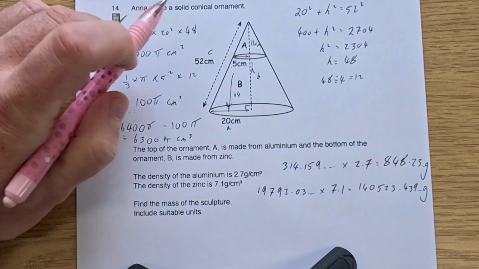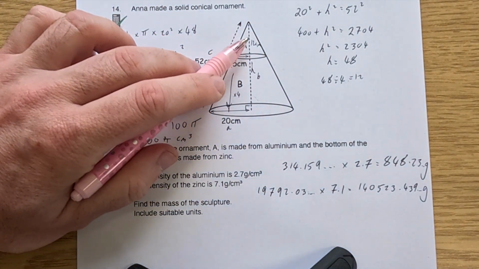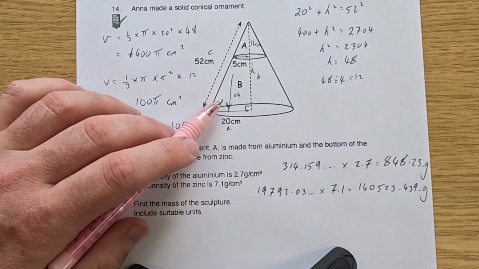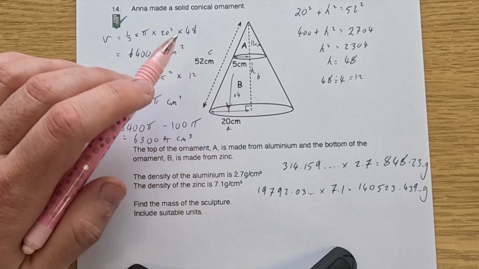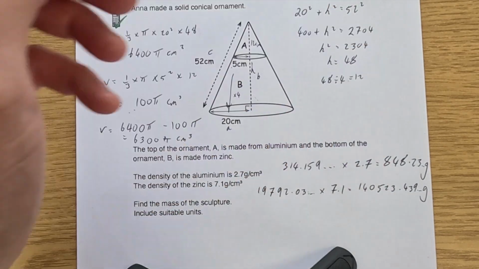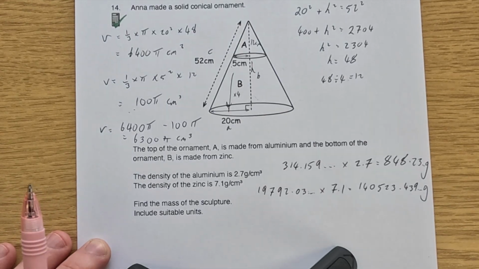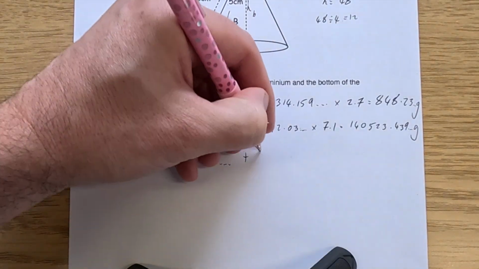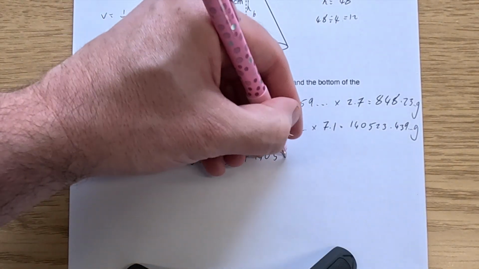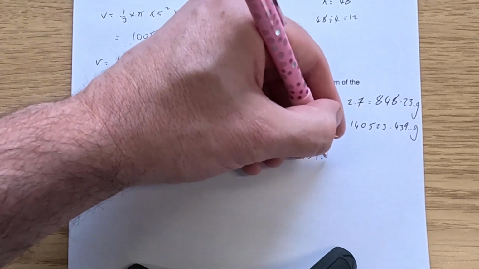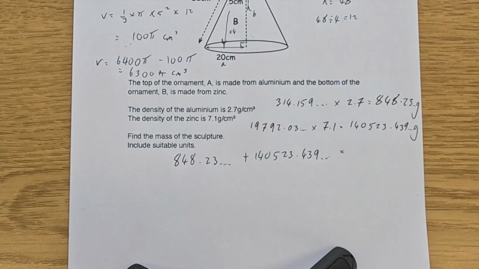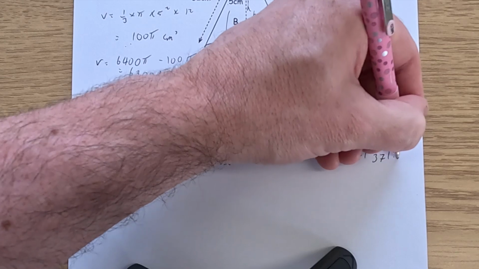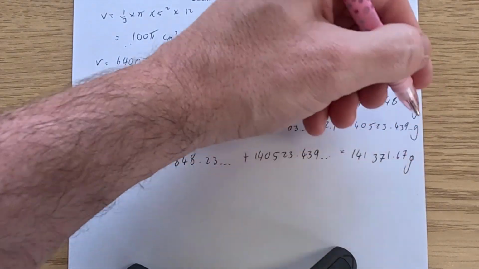So that's fantastic. We now know the mass of the aluminium part of the ornament, the cone at the top. We know the mass of the zinc part of the ornament, the frustum beneath. We've been asked to find the total mass of the sculpture, so let's add them together, and that'll give us the total mass. So 848.23 and so on, plus 140,523.439 and so on. If we add them together, that's equal to 141,371.67 grams to 2 decimal places.